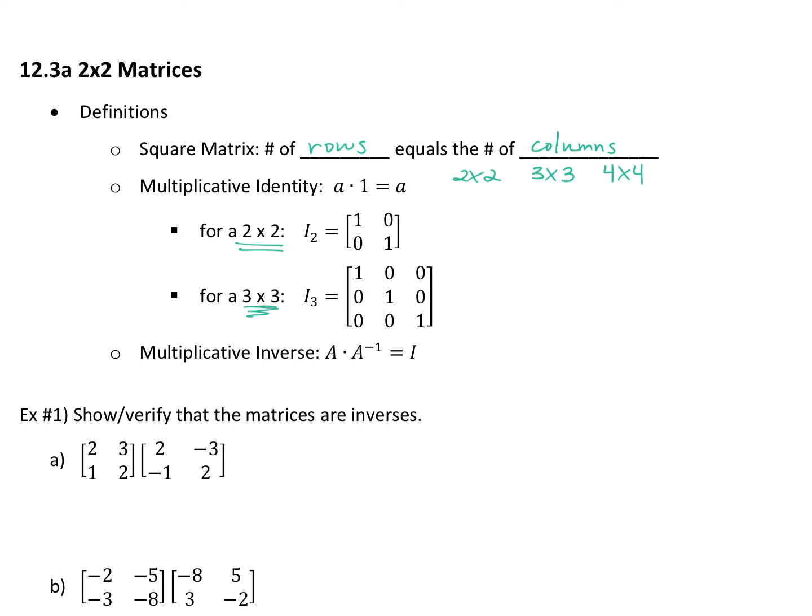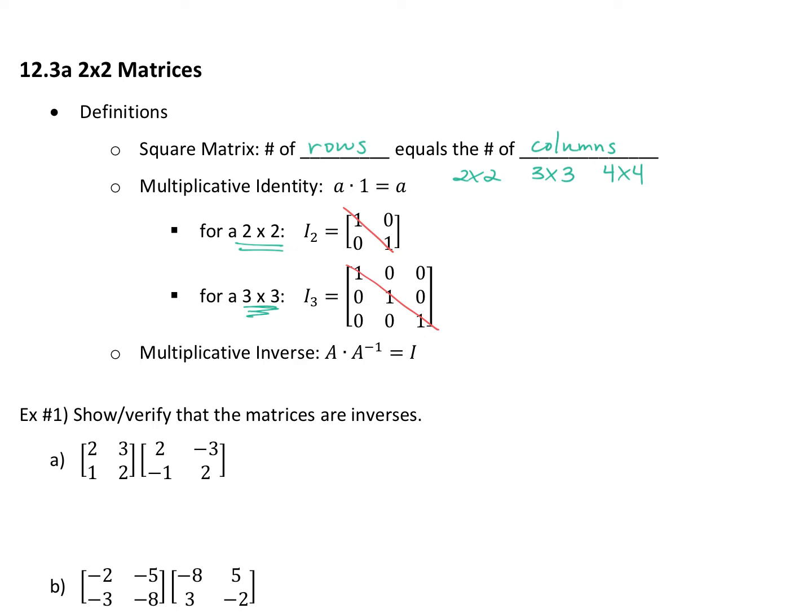Do you see what's happening there? Where are the ones always? The ones are always on the diagonal. Everything else is a 0 when it's the identity matrix. So that's a multiplicative identity. When you multiply a number times 1, you get that number back. If you multiplied a matrix by one of those identities, you would get that same matrix back.